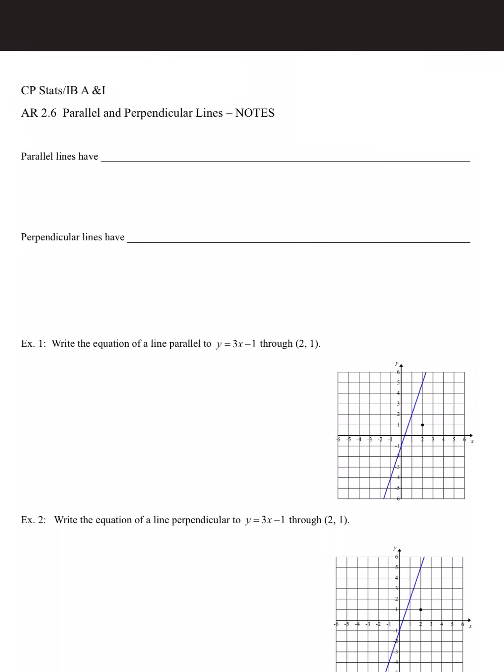Okay, guys, this is going to be the lesson for 2.6, which is parallel and perpendicular lines. You've got this page in your packet, so if you could take it out and follow along.